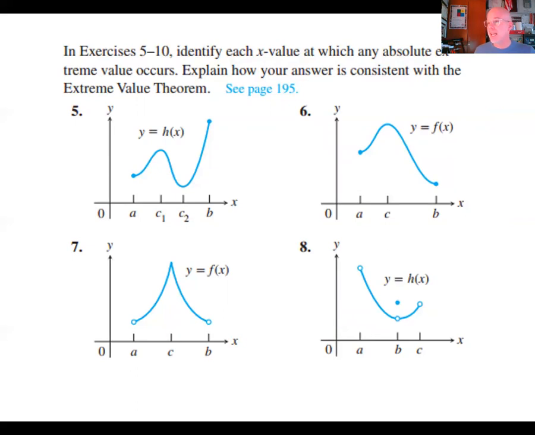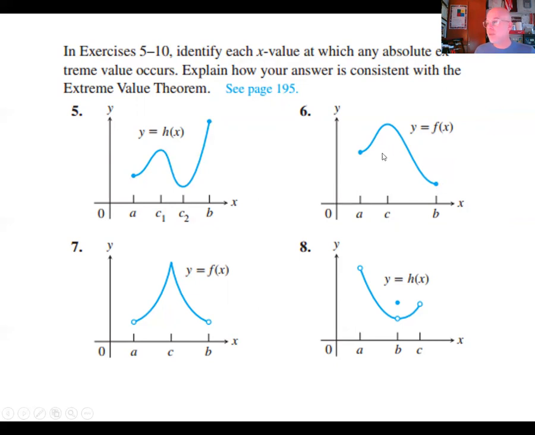So obviously in number 5, the absolute max happens at B, and the absolute min happens at C2. And the question is, did the extreme value theorem guarantee that? So in this case, the function had a closed interval and it was continuous. So the extreme value theorem did guarantee that I was going to get those maxes and mins. So for sure. Number 6, closed and continuous.